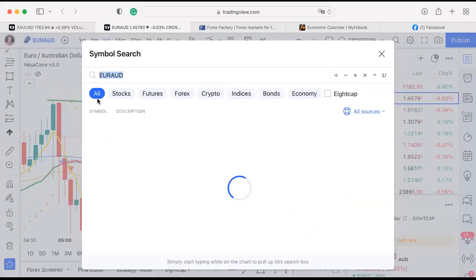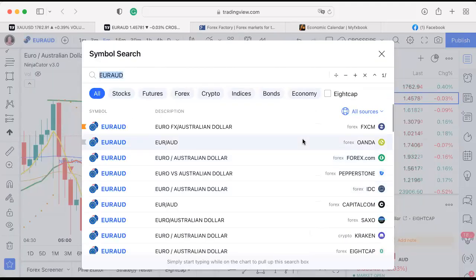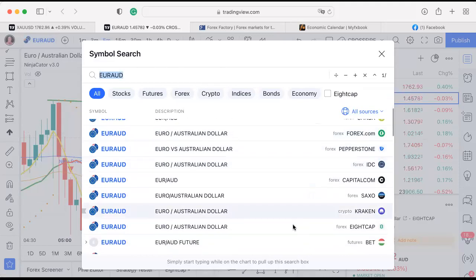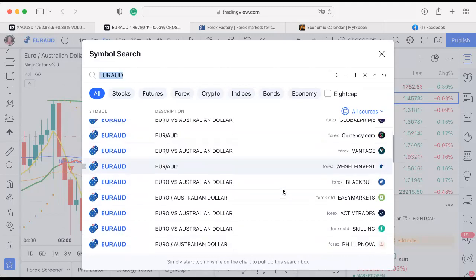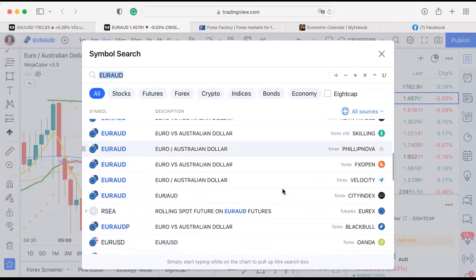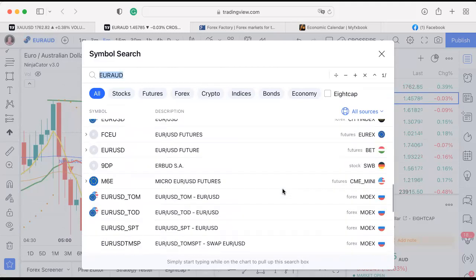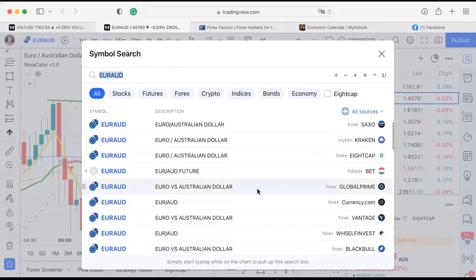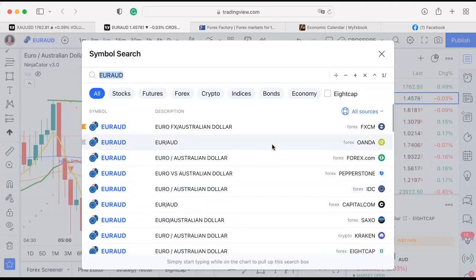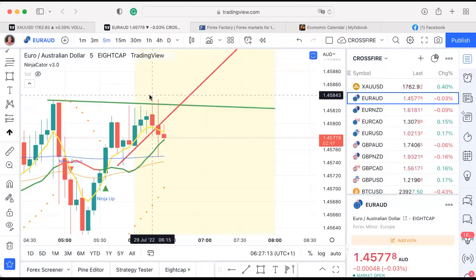I'm talking about broker feed here. So I'm on 8 cap, which is this one. If you change to Global Prime, it'll probably show a slight difference. Actually, I can't find it now. Oh, there's Global Prime. I think the only reason I switched to Global Prime the other day was because I wanted to look further back on the volume profile. So I'm quite happy with 8 cap. It seems to be fairly consistent.